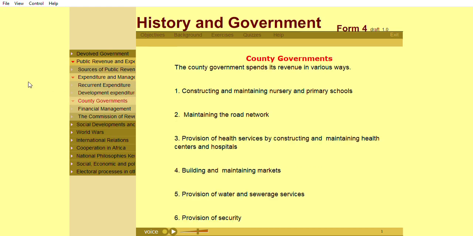The county government spends its revenue in various ways. These include constructing and maintaining nursery and primary schools, maintaining the road network, provision of health services by constructing and maintaining health centers and hospitals, building and maintaining markets, provision of water and sewerage services, and provision of security.